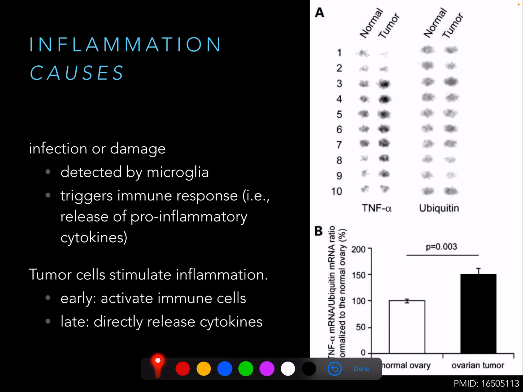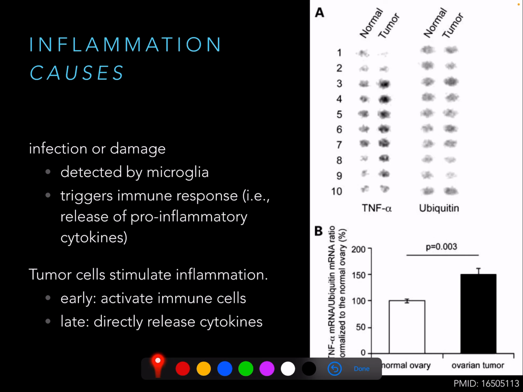Besides infection and damage, tumor cells can stimulate inflammation. One of those pro-inflammatory cytokines is TNF-alpha, tumor necrosis factor alpha. And it's called that because they found a whole lot of it floating around tumors that were surrounded by necrotic tissue. So that's why it's called tumor necrosis factor.